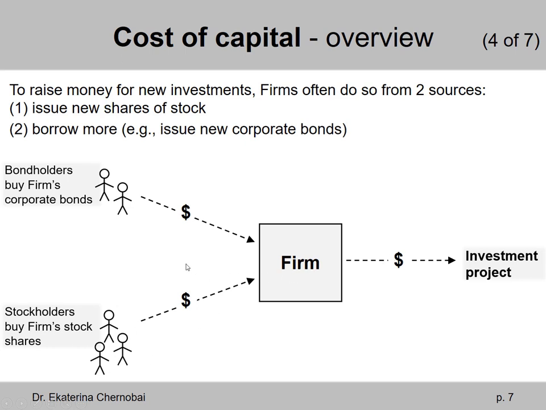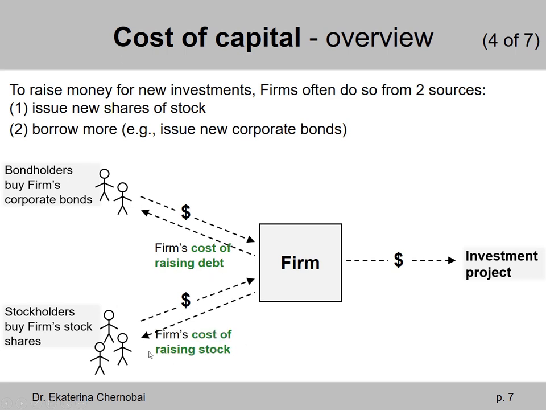Okay, so is getting money from bondholders and stockholders free to the firm? Of course not. Nothing is free in this world. There's no free lunch, like we say in finance. It costs the firm money. We say there is a cost of raising debt and there is a cost of raising stock. So it's like a dollar amount that goes back from the firm to each of these two groups of investors.